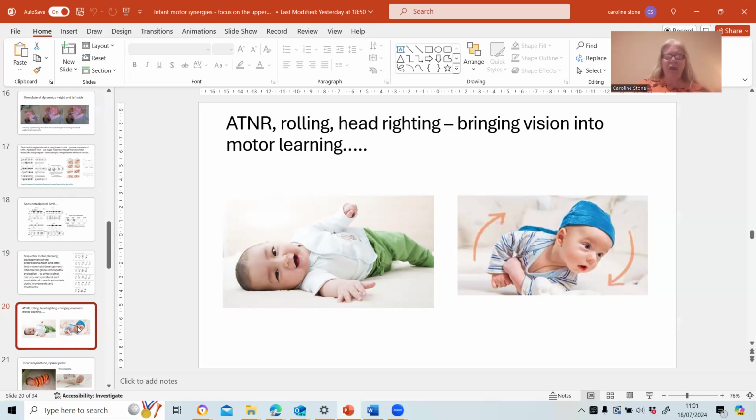Obviously, as soon as you start to roll in particular, that places your vision into a different frame. And once you've organized head stability, you can bring your vision onto other things in your environment. So rather than relying on bringing objects to you, you can then place your whole body orientation in three-dimensional space, bringing that vision potential towards other things, which you can then, of course, reach out to.